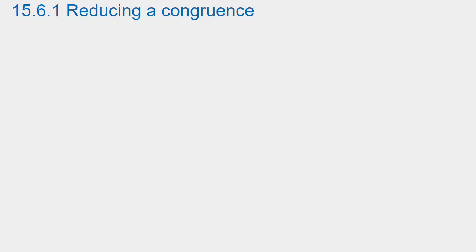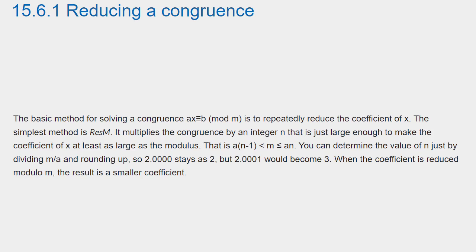Section 15.6.1. Reducing a congruence. The basic method for solving a congruence AX is congruent to B mod M is to repeatedly reduce the coefficient of X. The simplest method is RESM. It multiplies the congruence by an integer n that is just large enough to make the coefficient of X at least as large as the modulus. That is, a(n minus 1) is less than m is less than or equal to an.